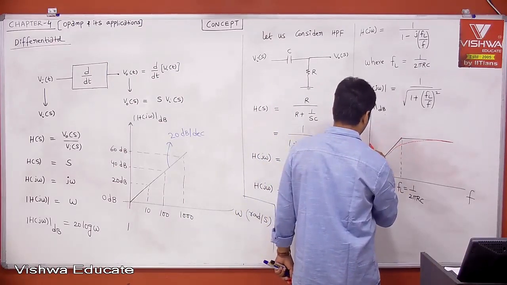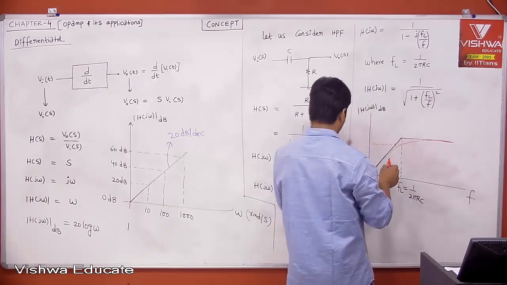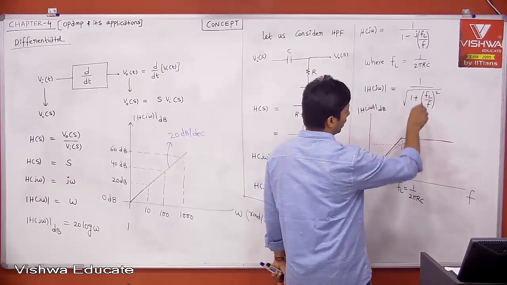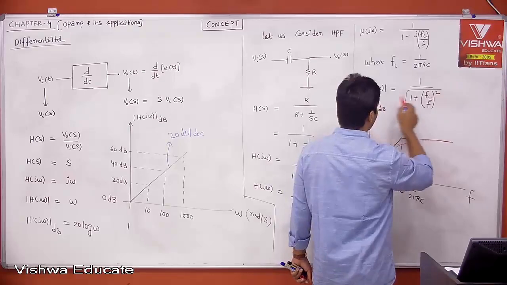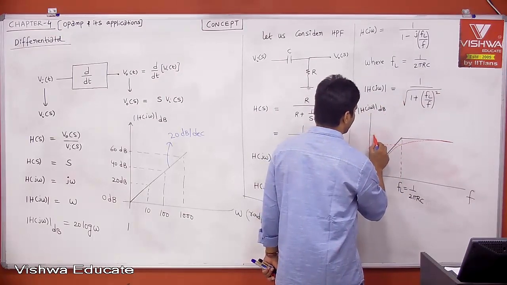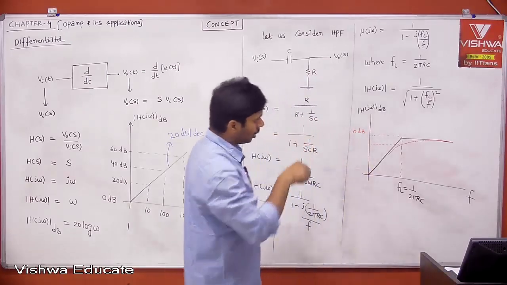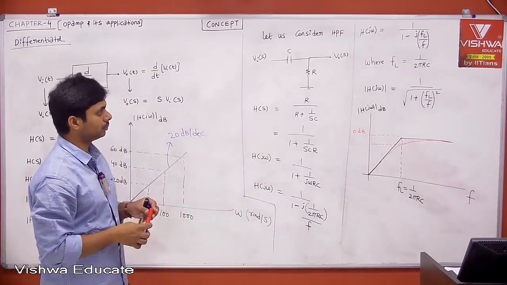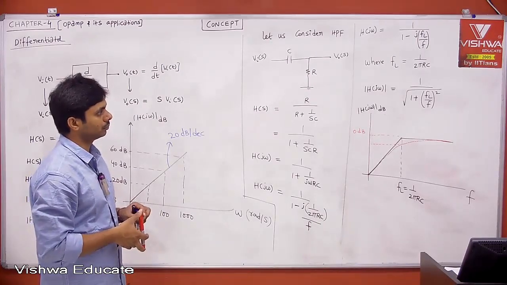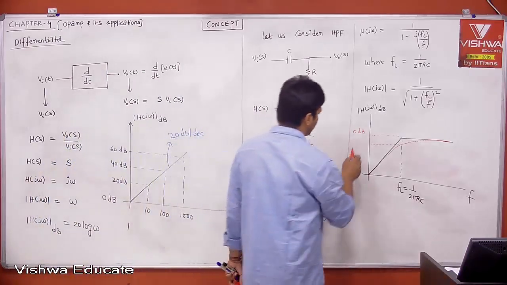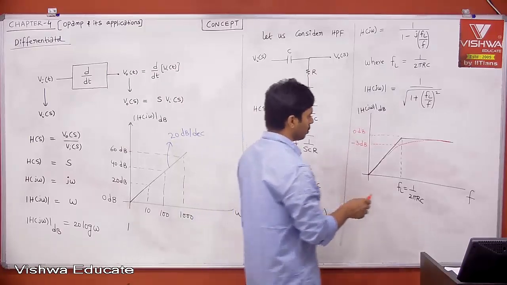Now this is your 3 dB point, and this is the maximum gain you can get. When the value of F is very much greater than FL, then the gain is almost 1, which is nothing but 0 dB, right? This is your 0 dB. Now this is minus 3 dB. Therefore this is the reference. This is your lower cutoff frequency.